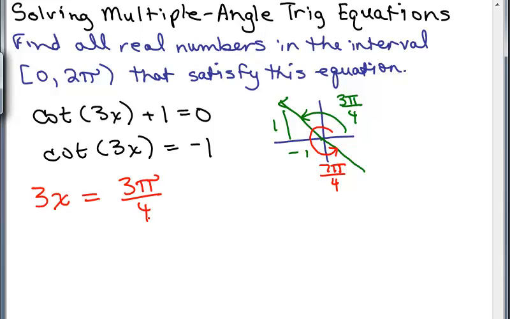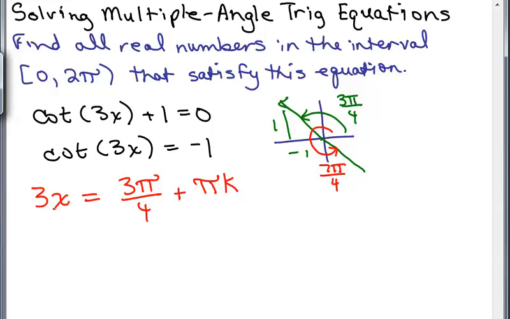And instead of writing this as 3 pi over 4 plus 2 pi k, or 7 pi over 4 plus 2 pi k, remember, since they're just pi units apart, because the period of tangent is just pi, you simply add pi k to get all the possible solutions where k is an integer. So this tells us what 3x equals. We're trying to find out what x equals.